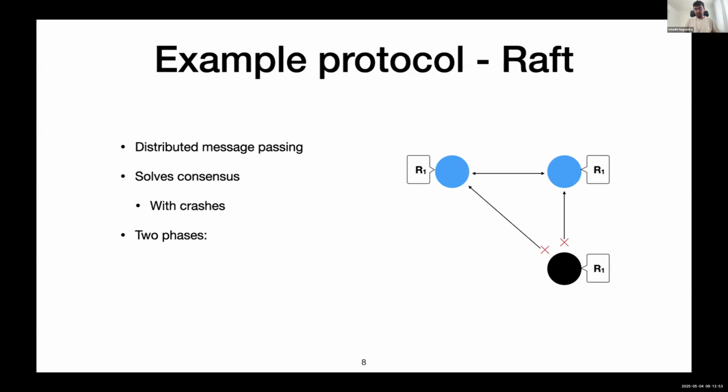And Raft typically proceeds in two phases. You don't need to know too much of the details. I'll walk you through the protocol in the next slide. There's a leader election phase where you have one leader, and then the elected leader just says, I'm going to give you the next entries, and that's the leader replication phase.